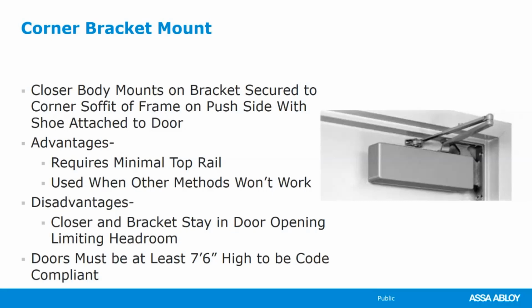The downside to it is the closer and the bracket stay in the opening when the door's open. So for life safety code, for egress codes, your doors will have to be at least 7 foot 6 inches high to accommodate, because that closer stays in the opening. You have to have a minimum 78-inch clear headroom. So you have to account for the width that the arm takes and the body takes. Dropping that down, you need at least 78 inches of clear headroom to meet code. So you probably won't use this very often.